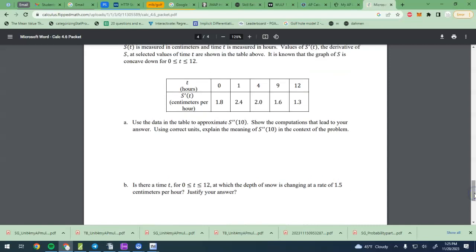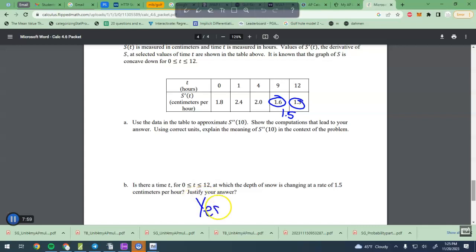So is there a time when the depth is changing at 1.5? The idea is you can't get from 1.6 to 1.3 without passing through 1.5. And then what's that called? That's the intermediate value theorem. So you would say yes. Is there a time? Yes, there is. Since 1.5 is between 1.6 and 1.3, and then just put like IVT.